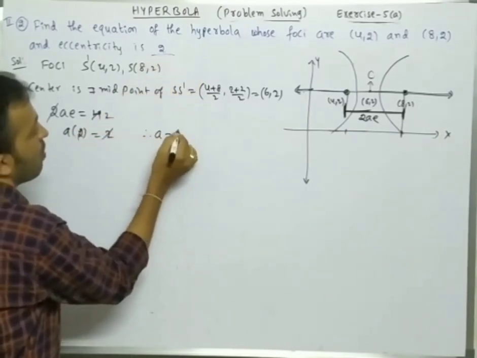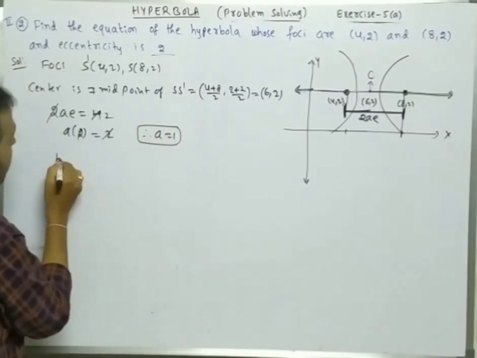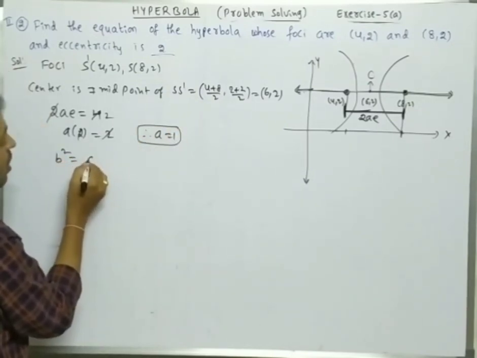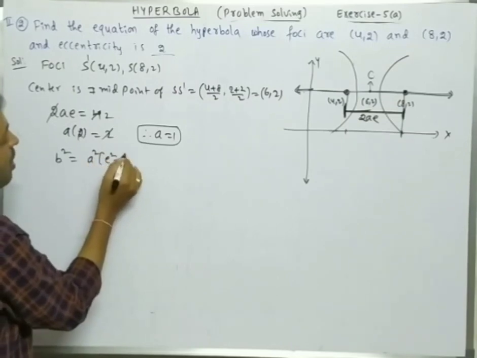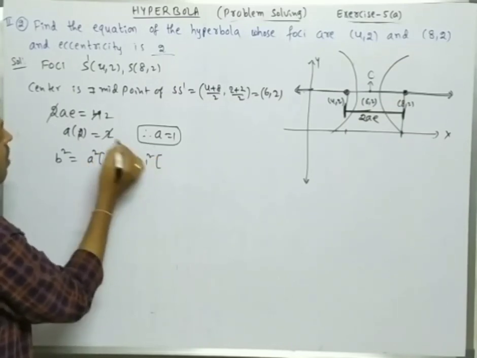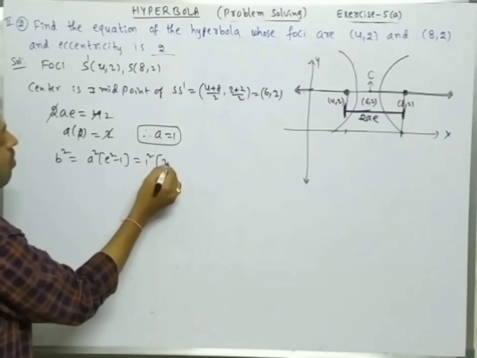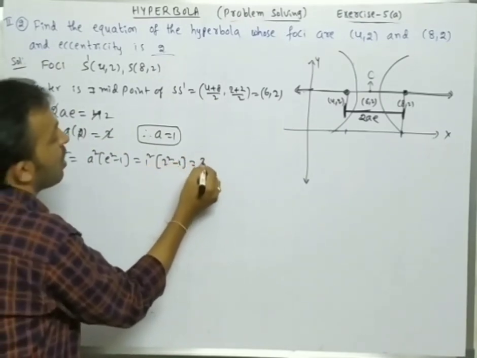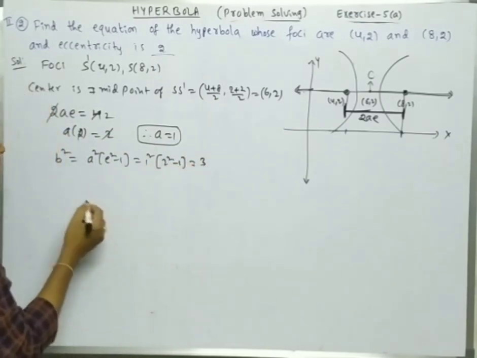Therefore what is the value of A? A is 1. Next we have the formula for b square, that is a square into (e square minus 1), right? A square is 1 square, e square is 2 square, minus 1, that is 4 minus 1, 3. So b square value is 3.